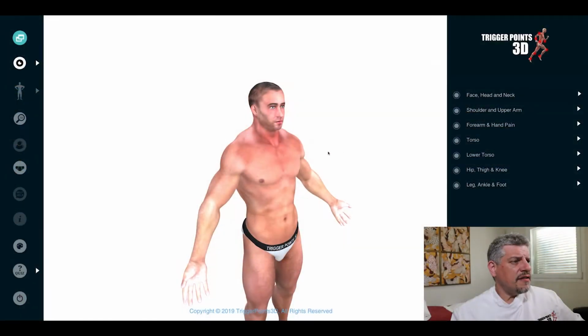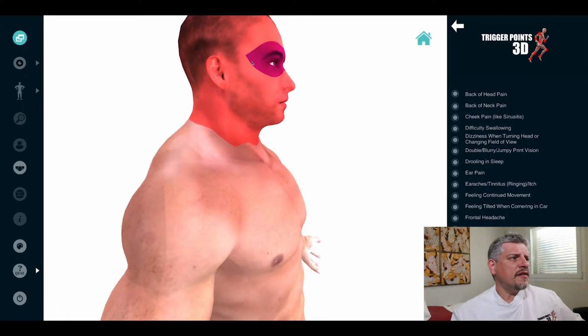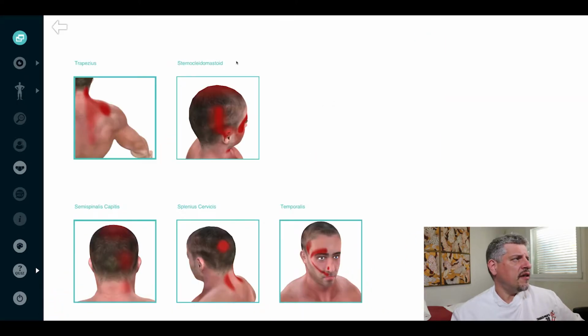Hello, my name is Simeon Neelasher, and the trigger point of the week this week is the sternocleidomastoid muscle. So let's search for the muscle using our 3D search, and we know that sometimes the radiations are around the head and neck. So let's click on the sternocleidomastoid.